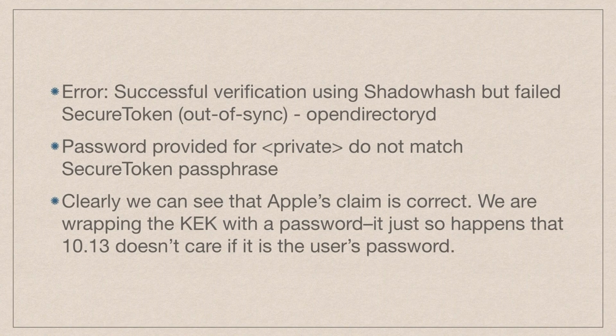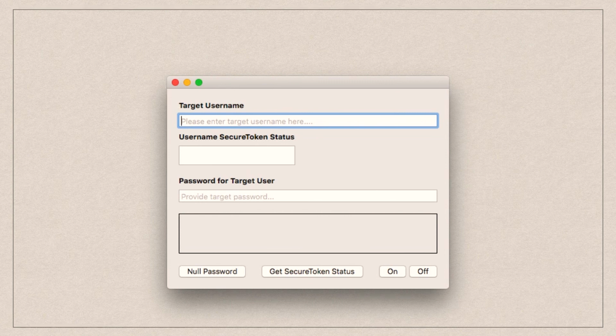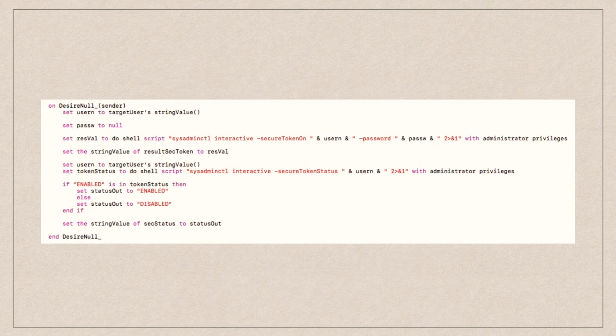Of course, when you find a fun little bug like this, you have to make a tool, right? So just a little AppleScript application called SecureTokenizer. Originally, I was going to use this because we had issues on the help desk with people not properly enabling secure tokens. Ended up finding a better way to do it, so I kind of abandoned it. But I put a fun little button in here, the null password button. So a nice little button to automatically blank out your passwords for people who want to have fun with that. It's actually a pretty simple little script.